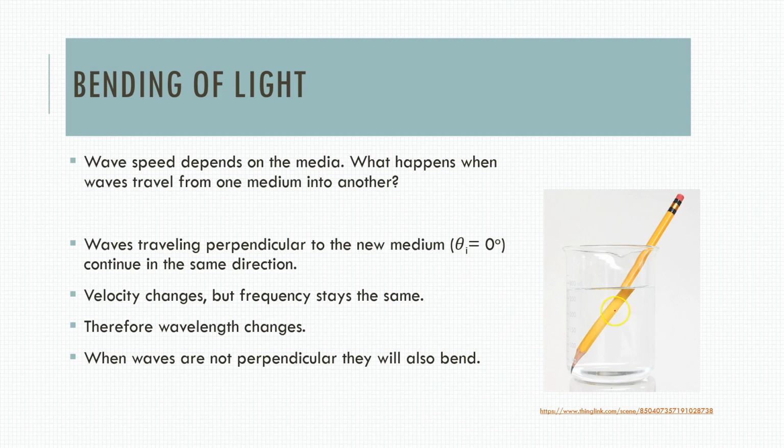Here's a picture of it right here. So what happens? You just simply have a beaker of water with a pencil in it, and when you look at it from the side, it looks like the pencil is bent, but it's definitely not bent. It just appears to be that way.